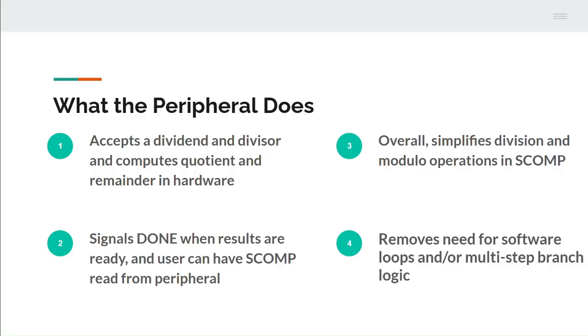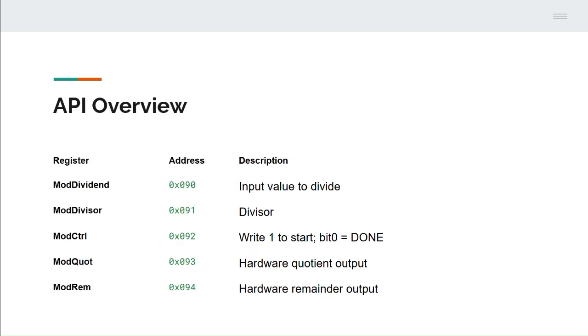Whenever the CPU writes new values to the dividend and divisor registers, and then writes a 1 to the control register, the peripheral internally triggers a division operation. The peripheral uses a clean 5-register memory mapped API. At address 90, we have the dividend register. Address 91 is the divisor register. Address 92 is the control register. Address 93 is the quotient register. And address 94 is the remainder register.